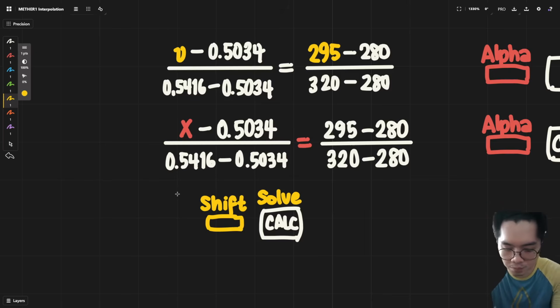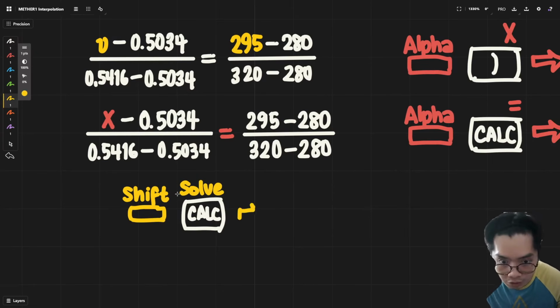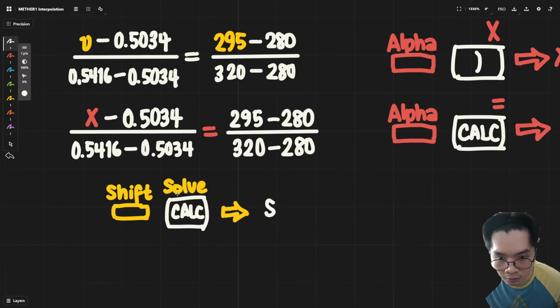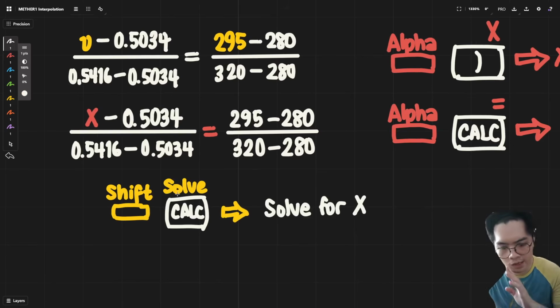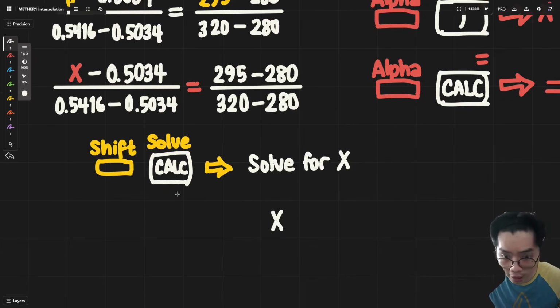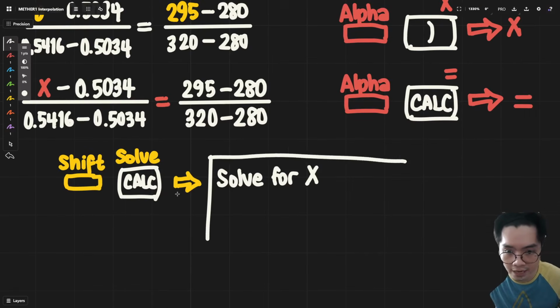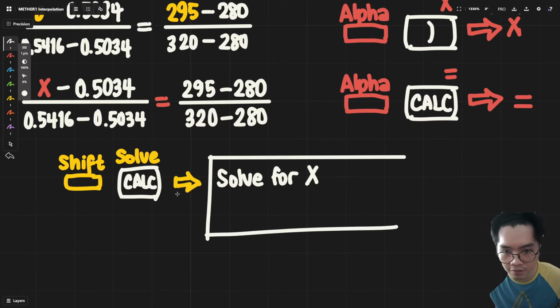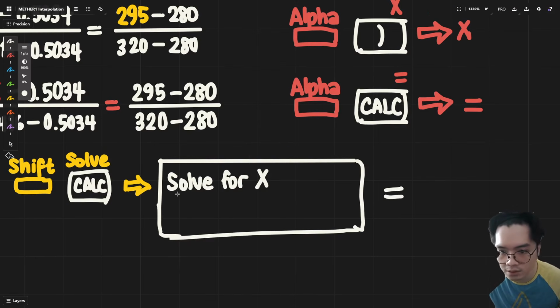You will get this prompt, right? Your calculator will ask you solve for X. And then sometimes your calculator, if it's a ClassWiz or if it's a Casio, it will just ask you X, and then you have a value on the lower right side of the screen. For now, you don't mind it. You just press equals again.